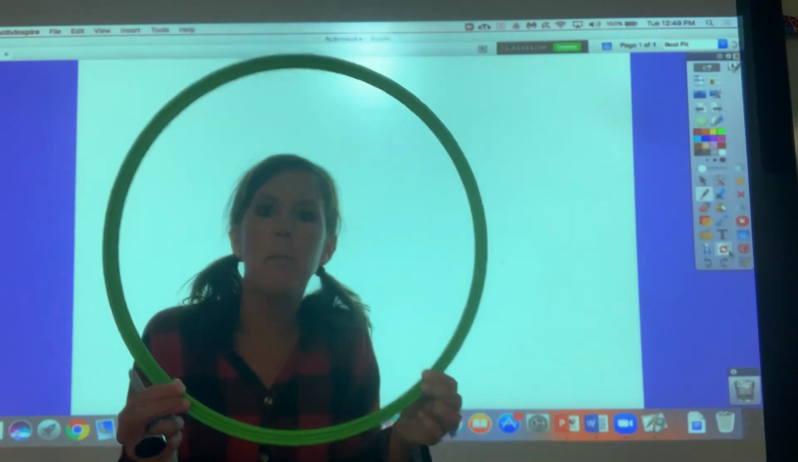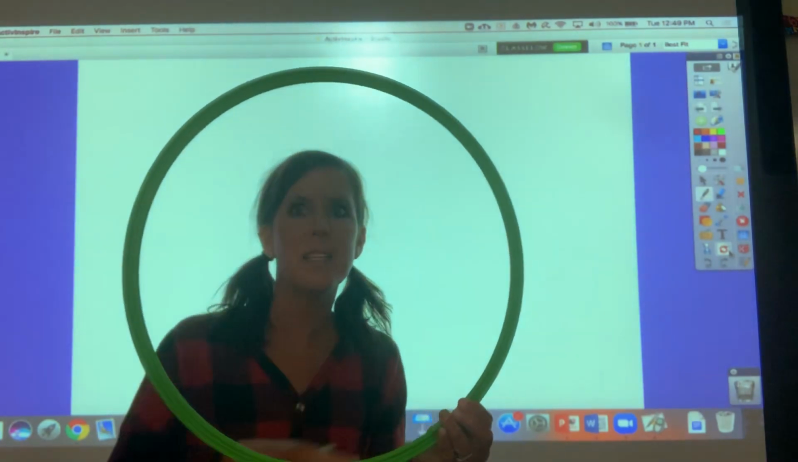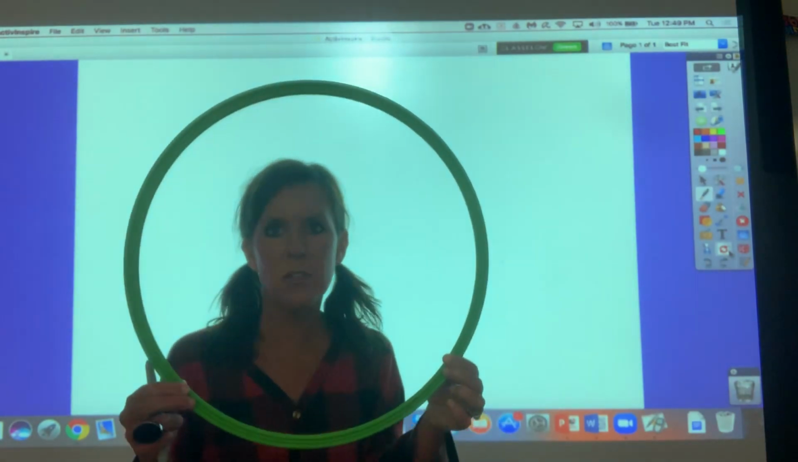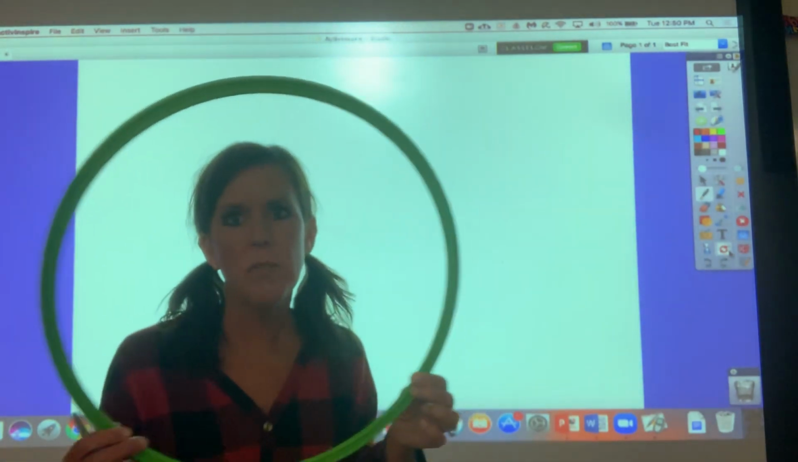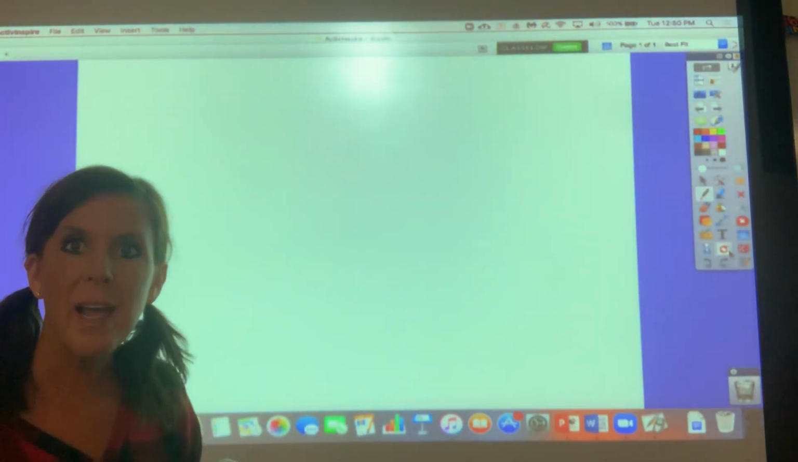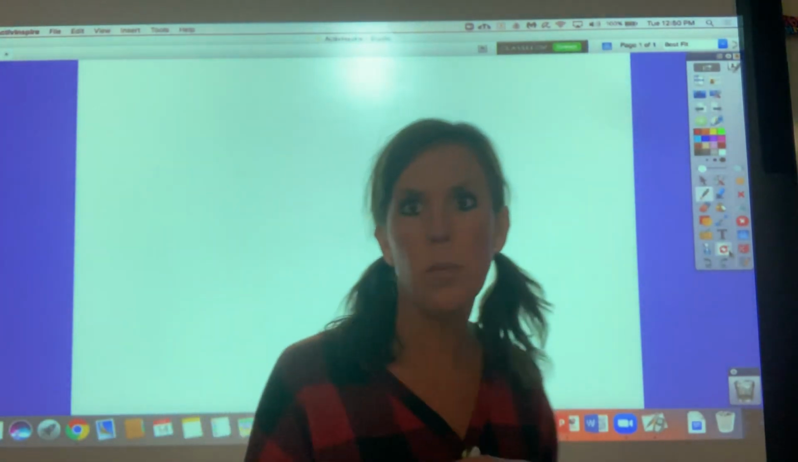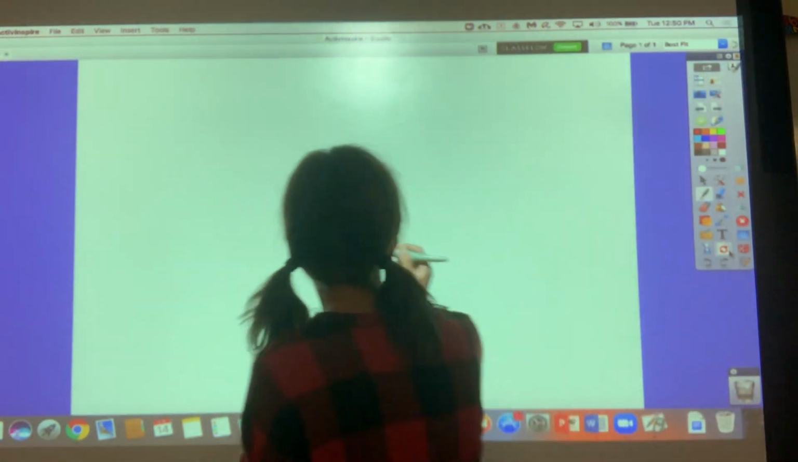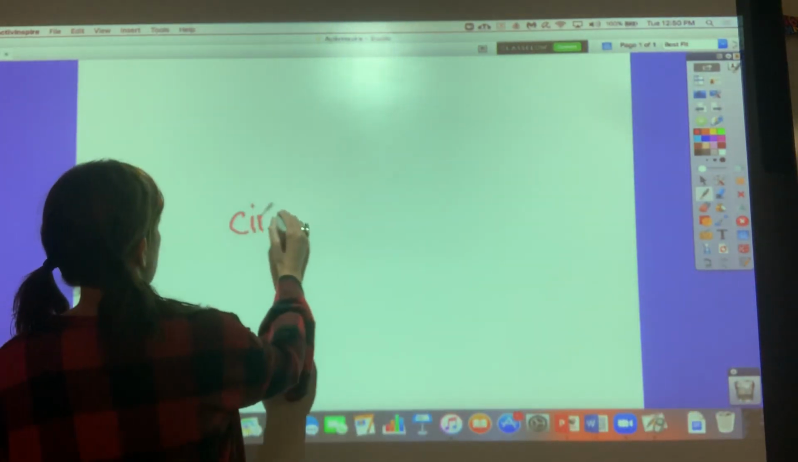Well, obviously you can't measure circumference directly because it is circular. So we'll have a formula to find the circumference of a circle. If you'll get your formula sheet out, we're going to add the circumference formula to that. Go to your next square on your formula sheet, and we're going to put circumference.